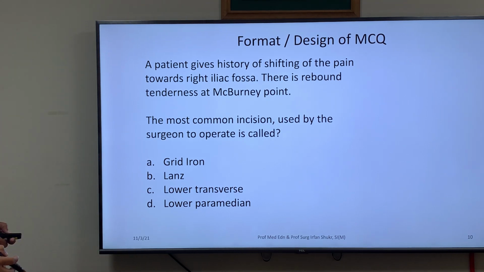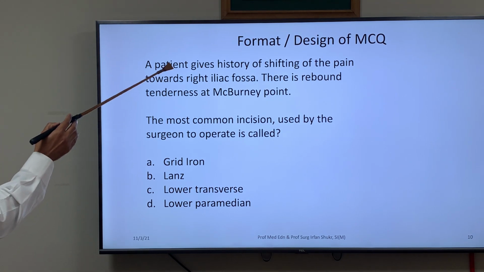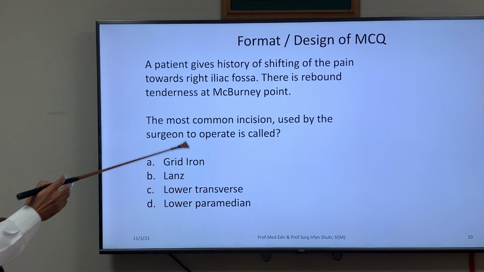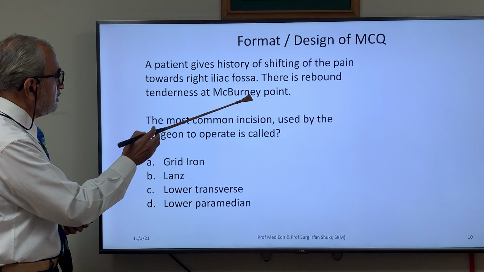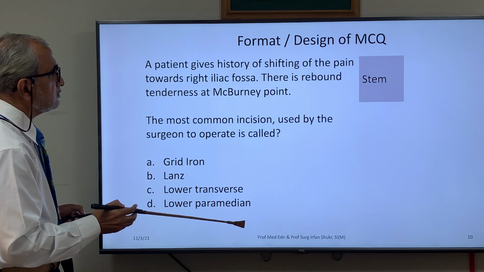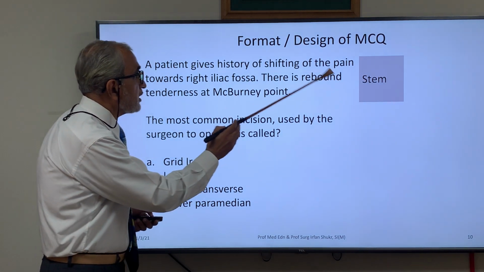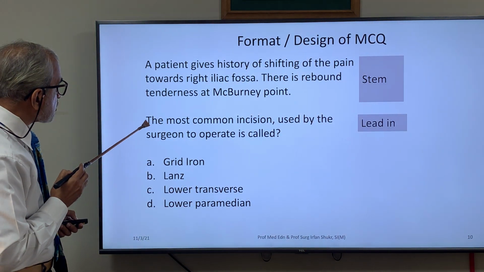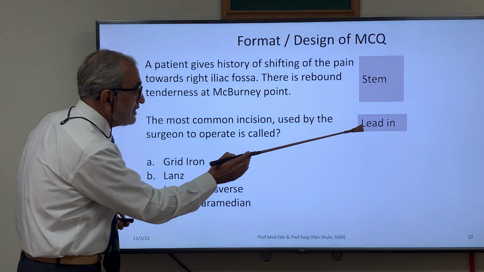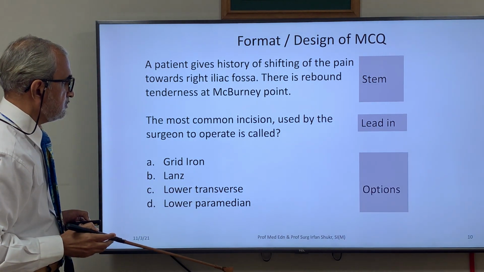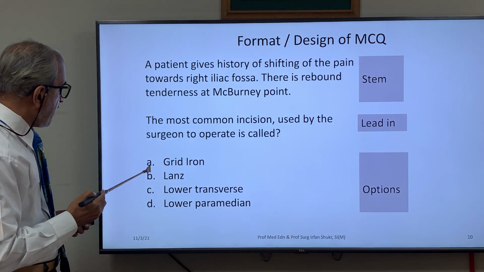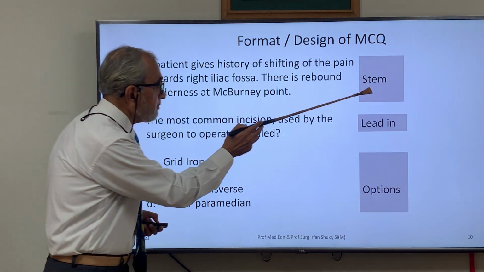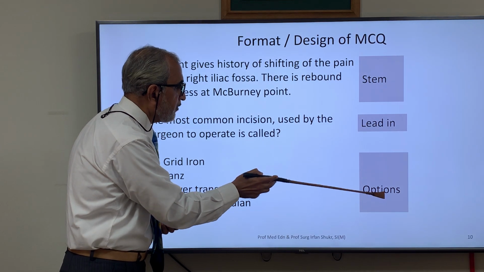Now we have come to the format and design of MCQ. The same MCQ we take. Now if you see grossly, it has three components: 1, 2, 3. This is called the STEM. The question is called the lead-in. And these are options A, B, C, D. So we have STEM, we have lead-in, we have options.